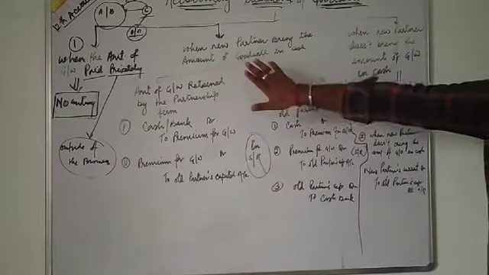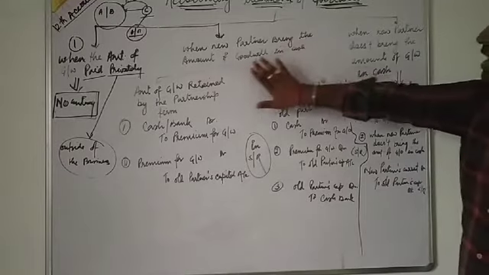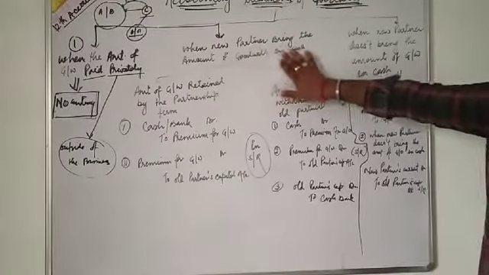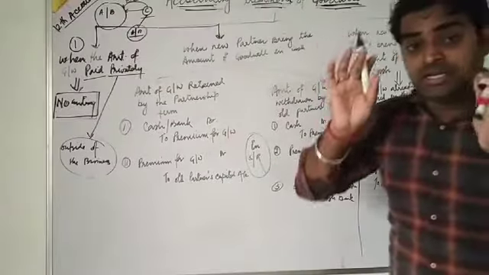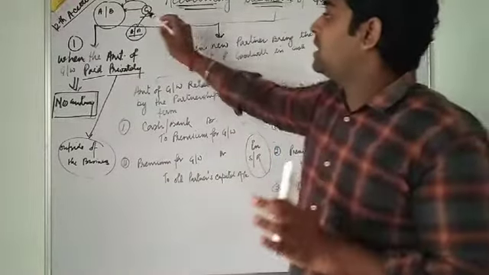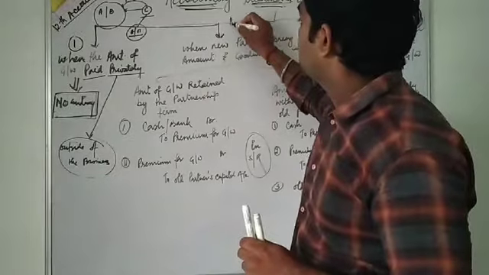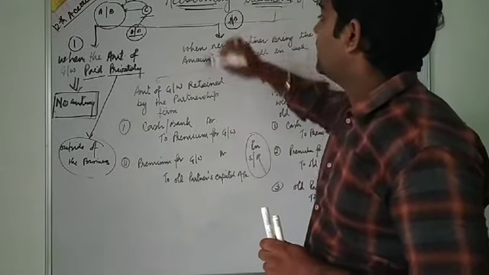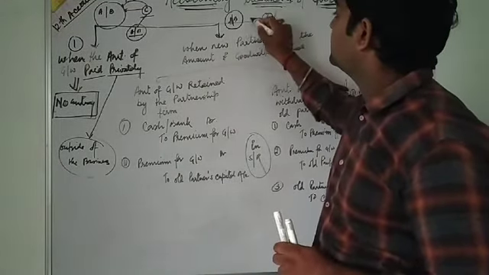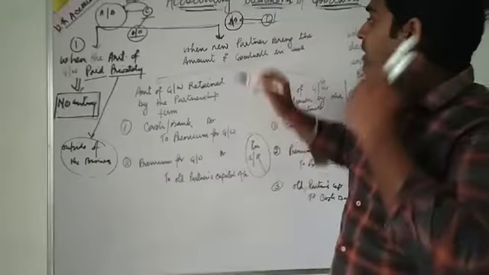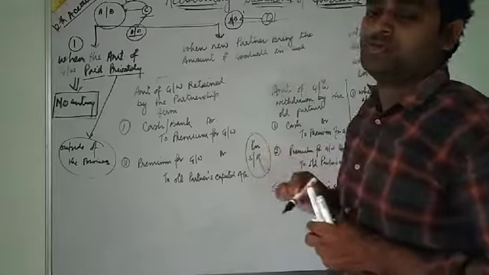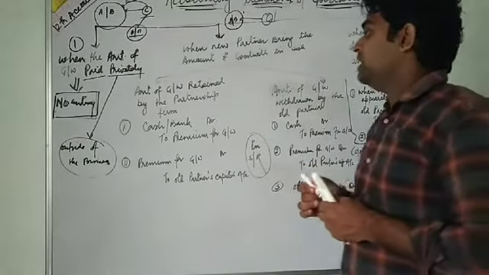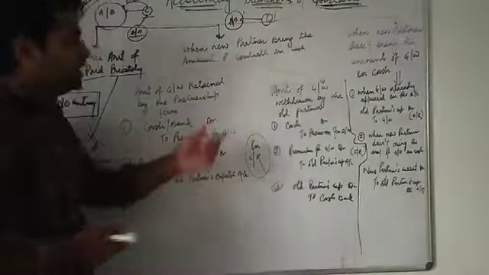Second thing, when the new partner brings the amount of goodwill in cash. First was paid privately. Second, the new partner is bringing the amount of goodwill in cash. Suppose A and B are two partners and C is giving cash. C is coming and giving the amount of goodwill in cash to the business. In the second case, there are two cases.